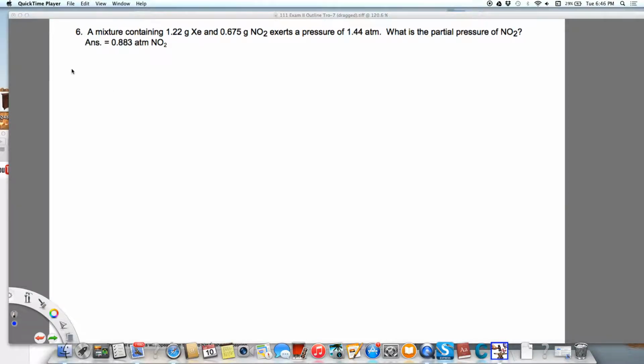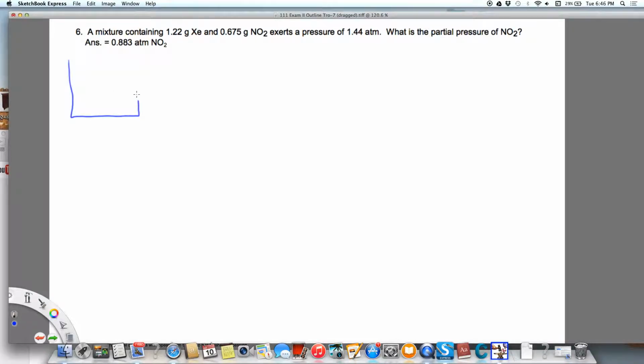So we have a mixture. We're going to put it in this container that contains 1.22 grams of xenon and 0.675 grams of nitrogen dioxide. And it's got a pressure of 1.44 atmospheres. So that's going to be my total.